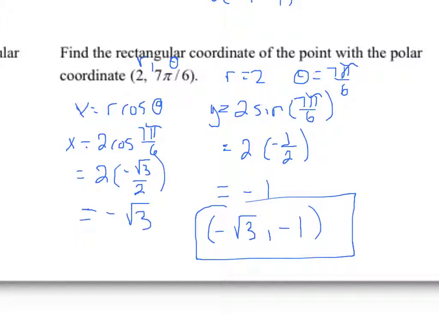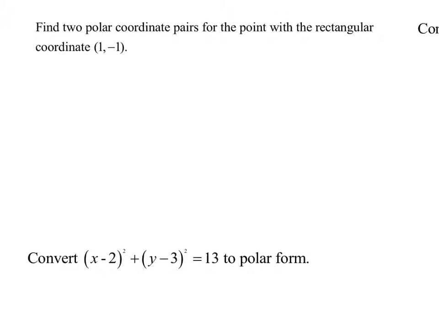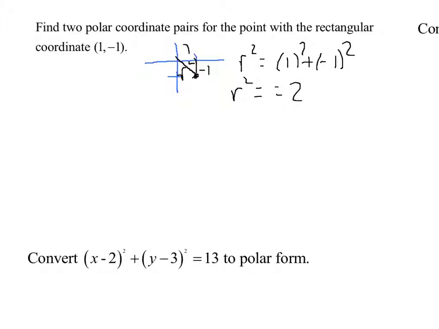Alright, let's try the next one. It says, find two polar coordinate pairs for the point with the rectangular coordinates 1, negative 1. If we think about this, we have this point, 1, negative 1. If we found the radius, you would say r squared equals 1 squared plus negative 1 squared. So r squared equals 2. So r equals plus or minus the square root of 2.